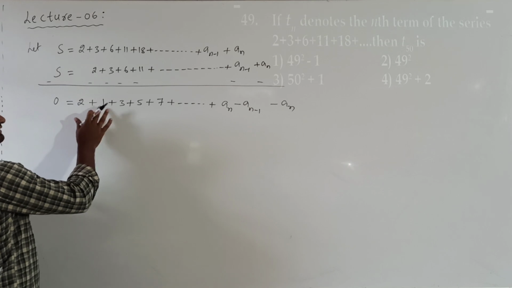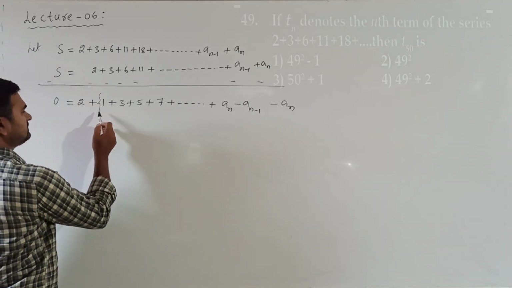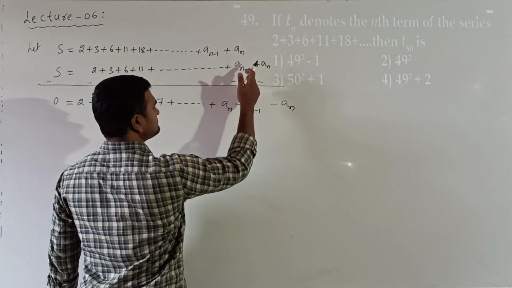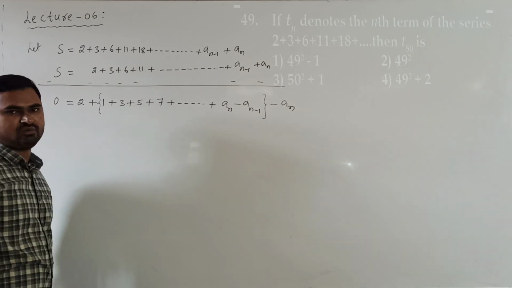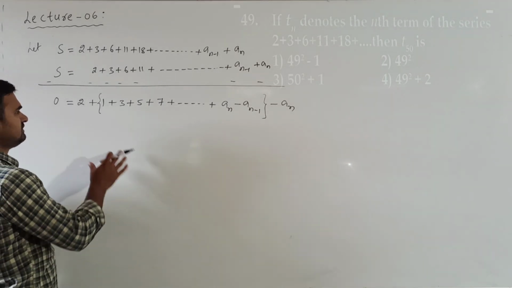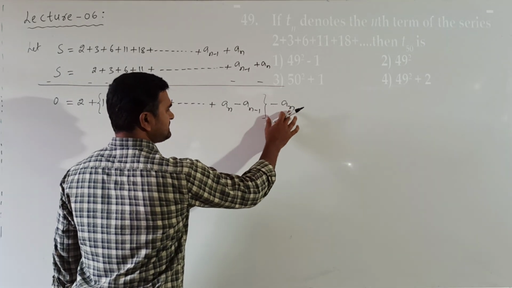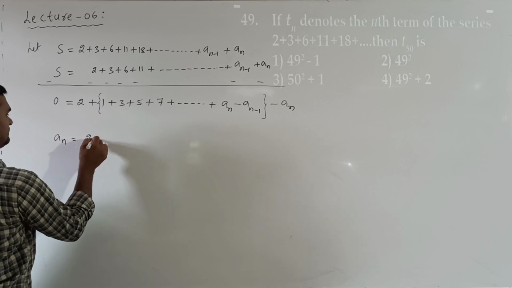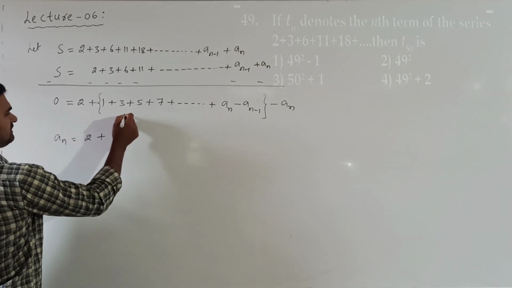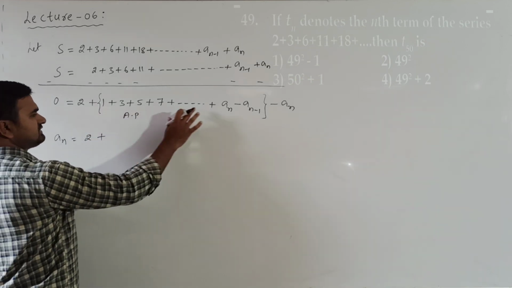Now don't involve the 2 here, because only the difference terms are forming the standard progression. Only these terms are forming a standard progression, so don't involve 2 here, and involve an here. Now minus an I can bring to this side, and it will become plus an. It will be 2 plus, and now it is forming an AP. Only these terms are forming an AP.